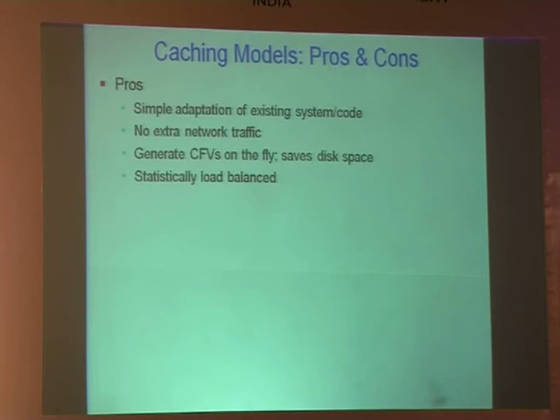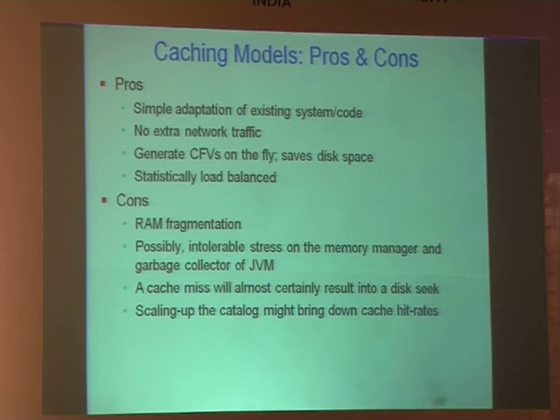So what are the pros and cons? Pros are very similar: simple adaptation, no extra network traffic, saves disk space, and load balanced. Cons: in the native system, we were loading up the entire model set at once. We were allocating a dedicated buffer for that. But now we are going to load up models on demand. So there's a possibility of RAM fragmentation. And since there's frequent loading and unloading of models, there's a possibility that the garbage collector of the JVM will undergo intolerable stress.